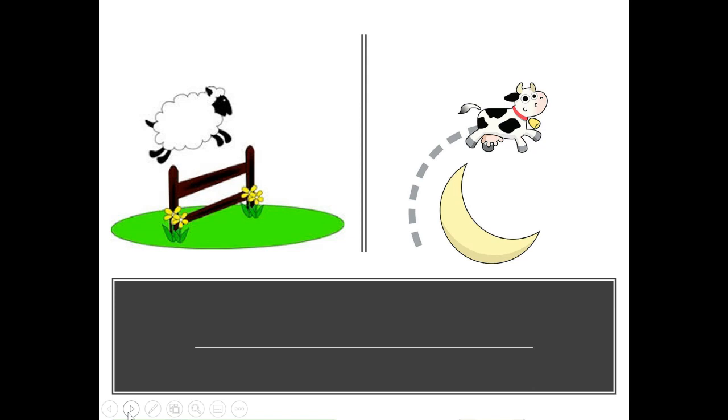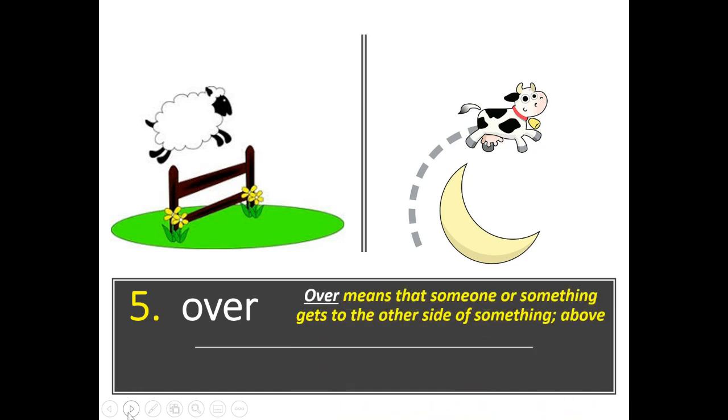So, how are these two pictures the same or similar? Well, they both show over. Over means that someone or something gets to the other side of something.